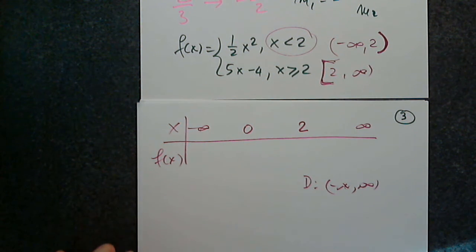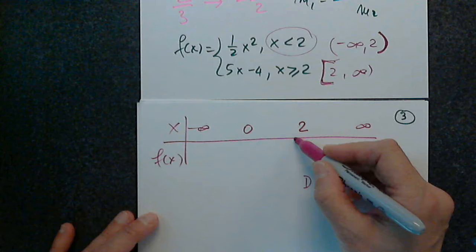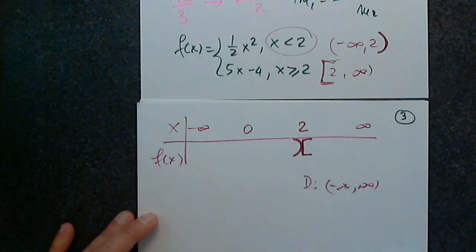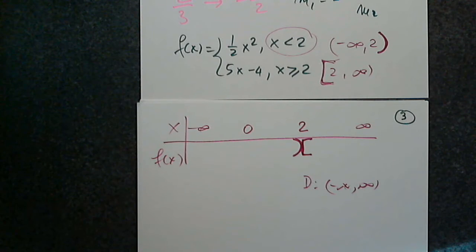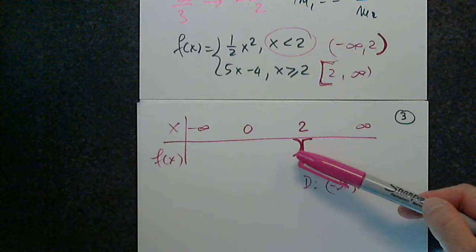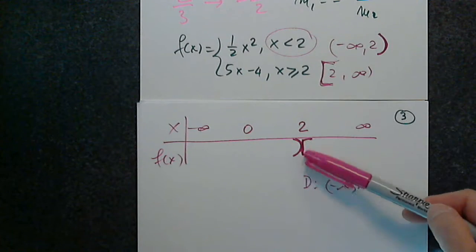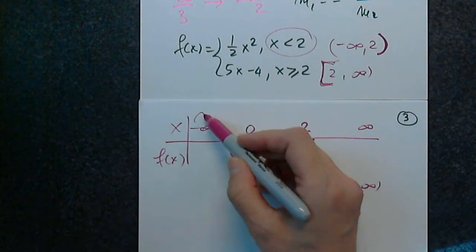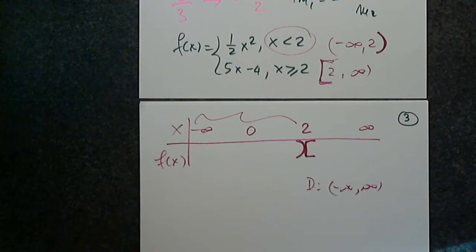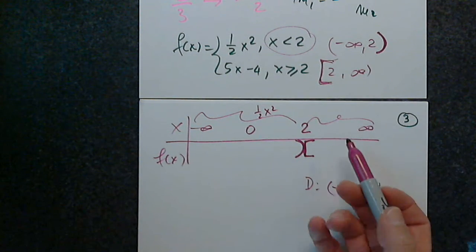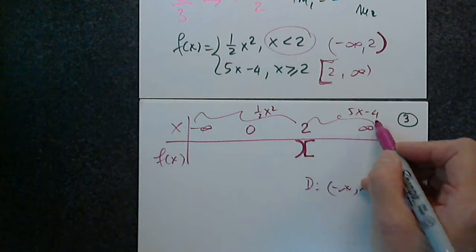Why is the key value 2? It's because the function changes from one shape to the other, or from one function to the other. So I only copied those symbols from the interval notation. I copied this under 2 to the left, and I copied this under 2 to the right. I also like to write the function that I'm using for this, which is 1/2 x squared. The function that I'm using for this is 5x minus 4.